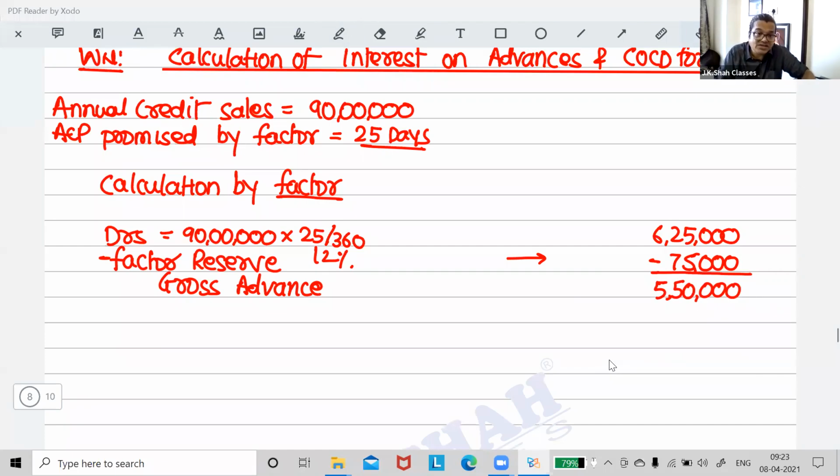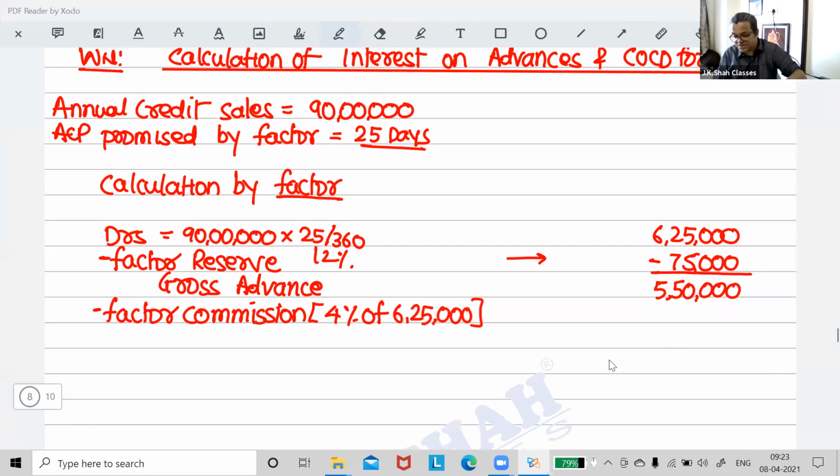But then I will say, I will also deduct my factor commission. How much is my factor commission? My factor commission is 4% of the debtors' amount which I'm going to collect for 25 days, proportionate value. Let's calculate this first. 625 debtors into 4% is 25,000. So I would not give you this value. I'll give you the net advance of 525.